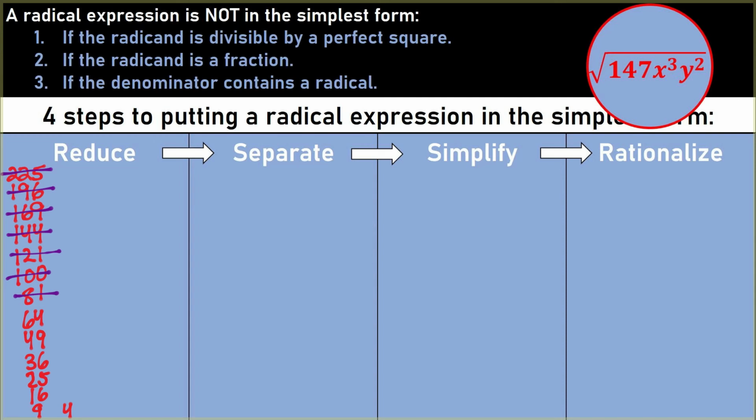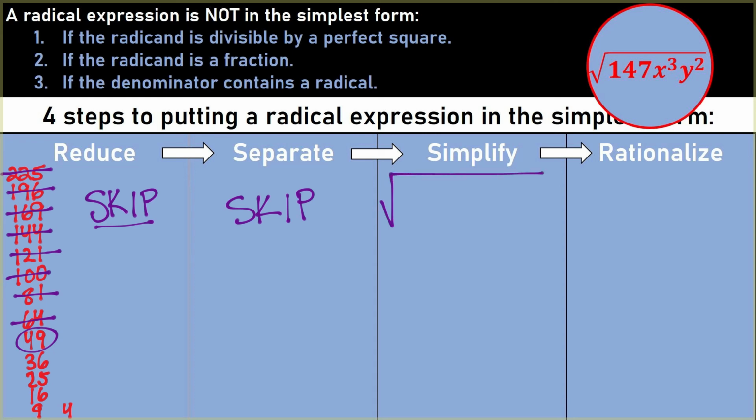So now 147 divided by 64, decimal or fraction. 147 divided by 49, it goes in there 3 times evenly. So this is the biggest perfect square number that can go into 147. So I'm going to take my problem right now and simplify it. I'm skipping reducing because I don't have a fraction. I'm skipping separating because I don't have a fraction. Now I'm on to simplifying, and so my problem will look like this.